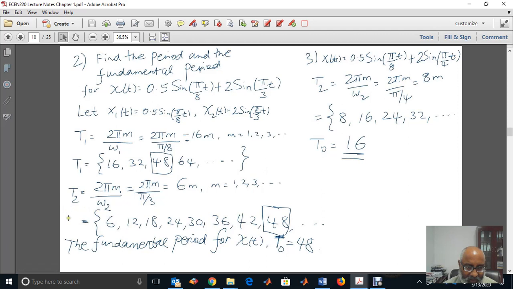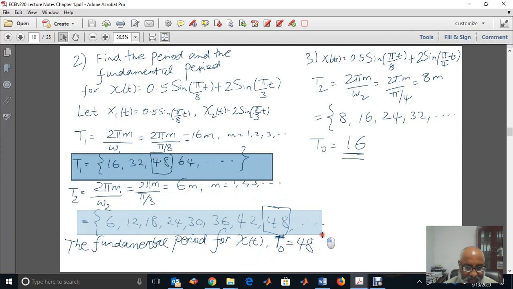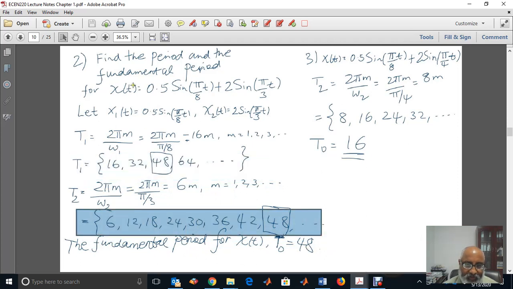And the second one, T2, is 2 pi m over omega 2. What is omega 2? Pi over 3. So it is equal to 6m, so it will be 6, 12, 18, 24, and so on. So I have one set of possible periods, this one, and another set, this one. Because the signal is the sum of the two, I should select the smallest common period. The smallest common one is 48. So 48 is the fundamental period of this signal. All right? T is equal to 48.